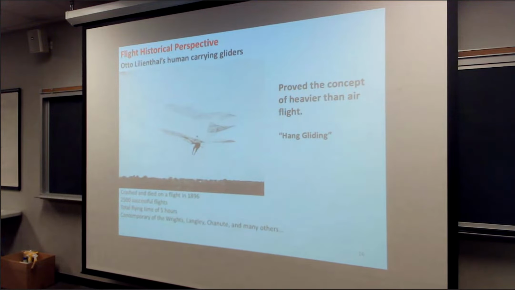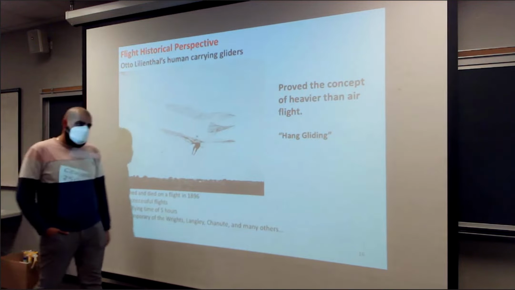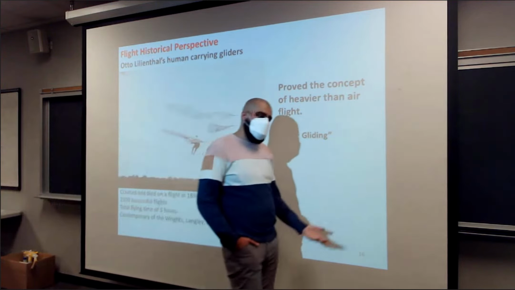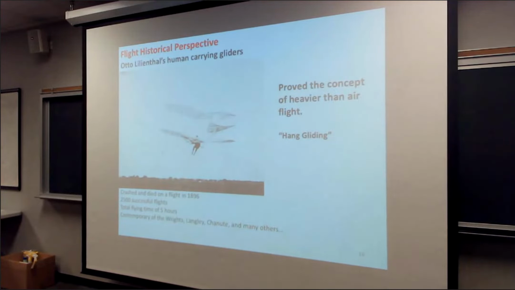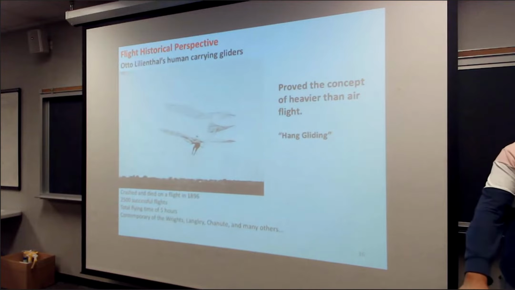Otto Lilienthal. He was the first human that could fly with a glider. It was his own design. He actually crashed and died in 1896, but he had 2,500 successful flights before dying, which is a huge achievement for the first person who flies.